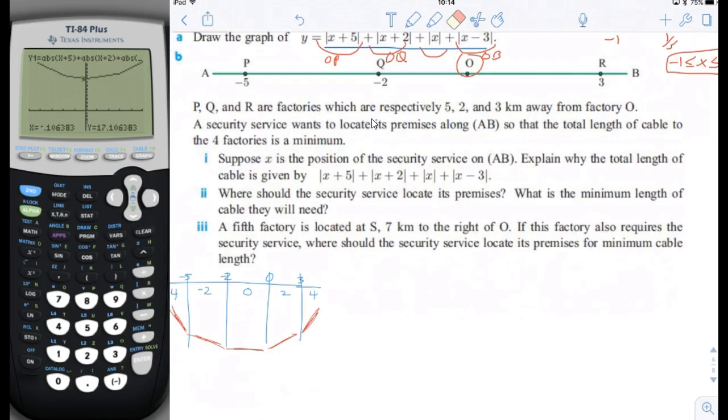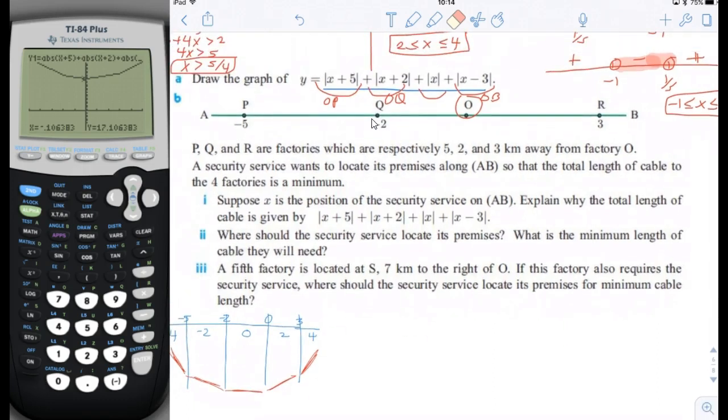So it says, if P, Q, and R are factories which are respectively 5, 2, and 3 kilometers away from this center factory, factory O, which we'll call the origin, a security service wants to locate its premises along this line so that the total length of cable to the 4 factories is a minimum.